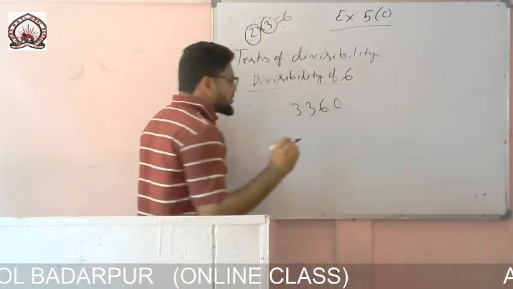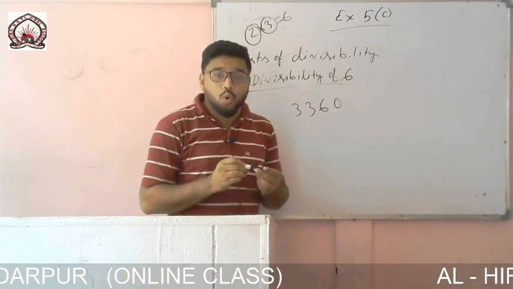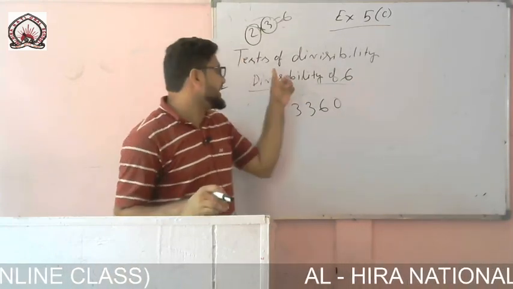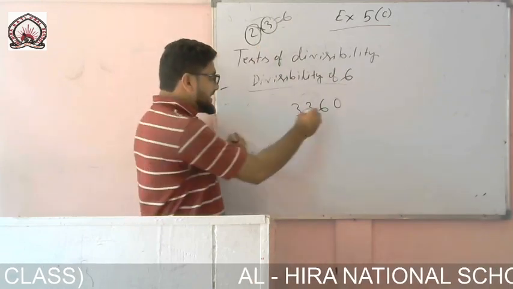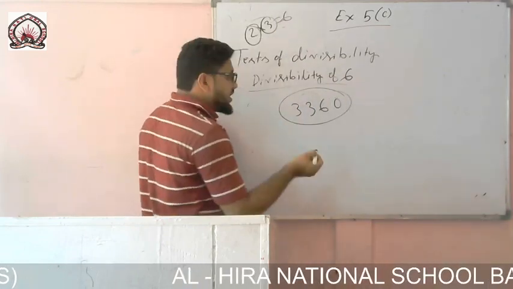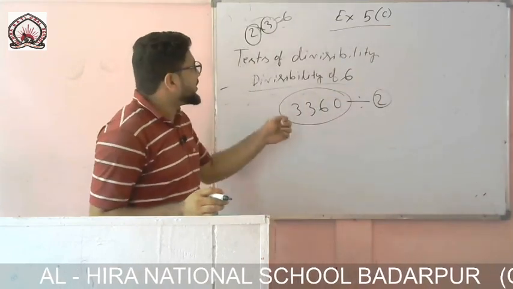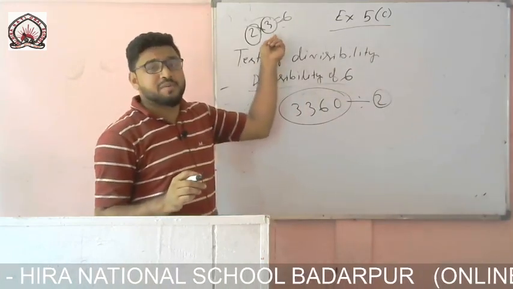3360. We know that if the number is even, then it is divisible by 2. So this number is an even number, divisible by 2. And we need to check whether it is divisible by 3 or not.